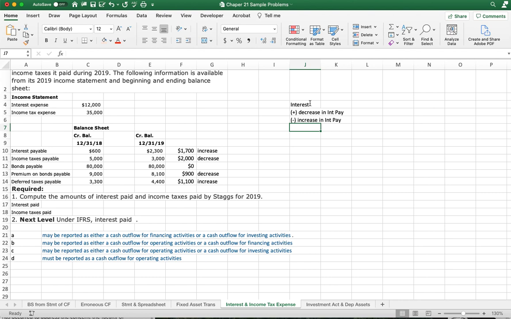Then we would add the amortization of premium on bonds payable. We would add the interest capitalized, and we subtract out the amortization of the discount on bonds payable.